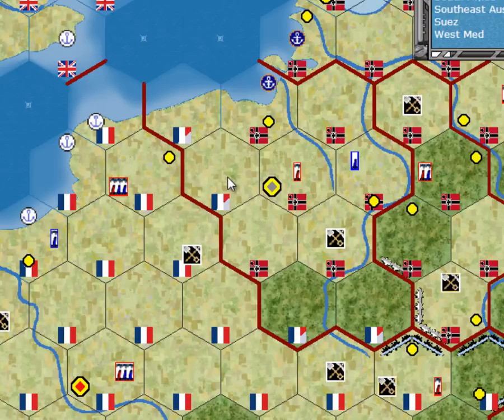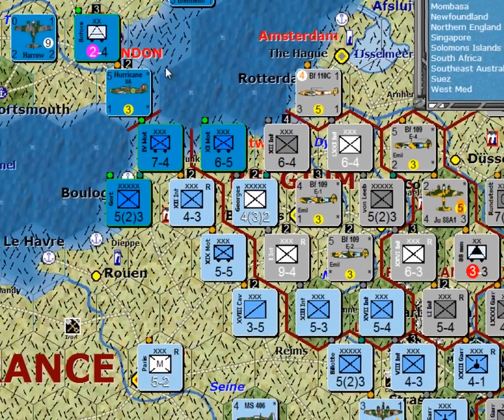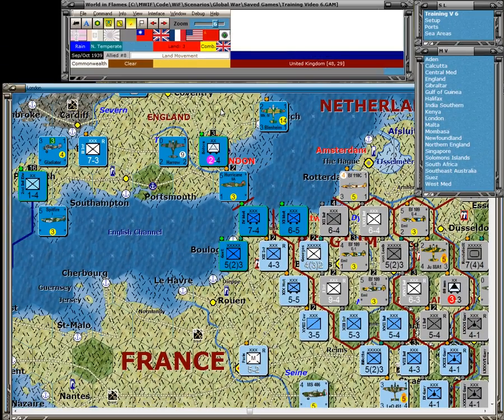This is just Belgian hexes which are aligned to France. These are also Belgian hexes aligned to France. And now we're back to where we were before.